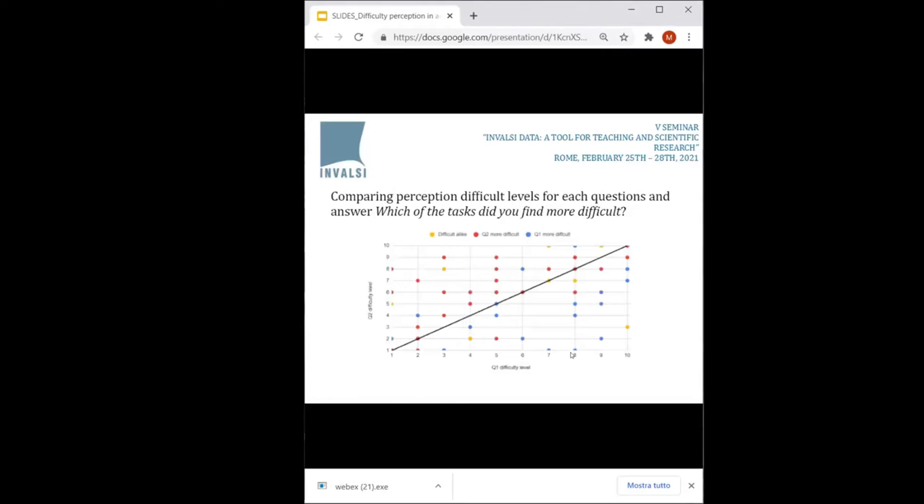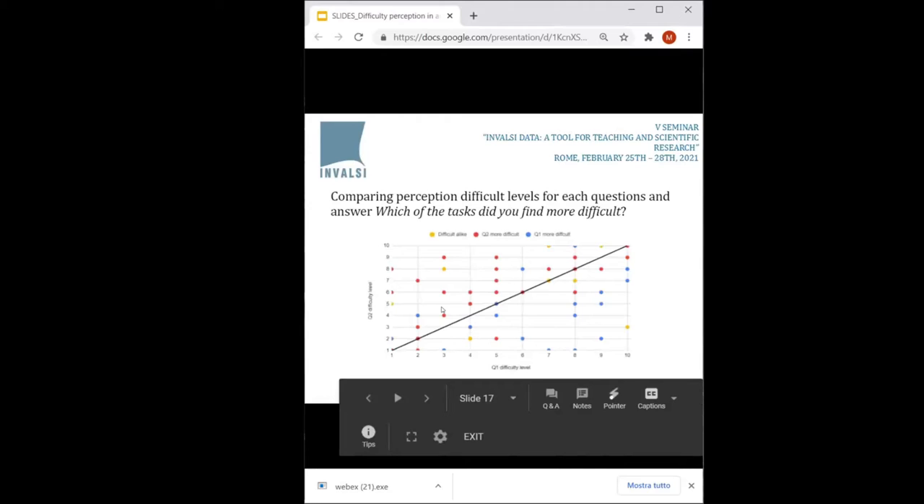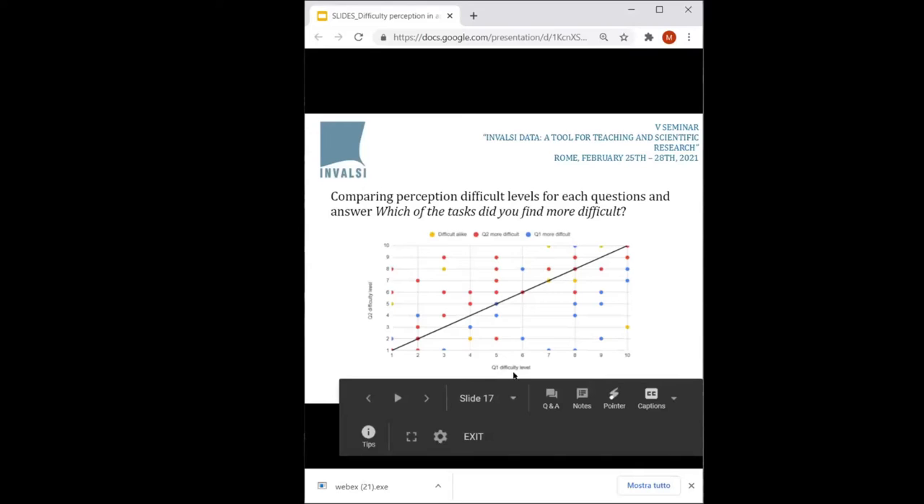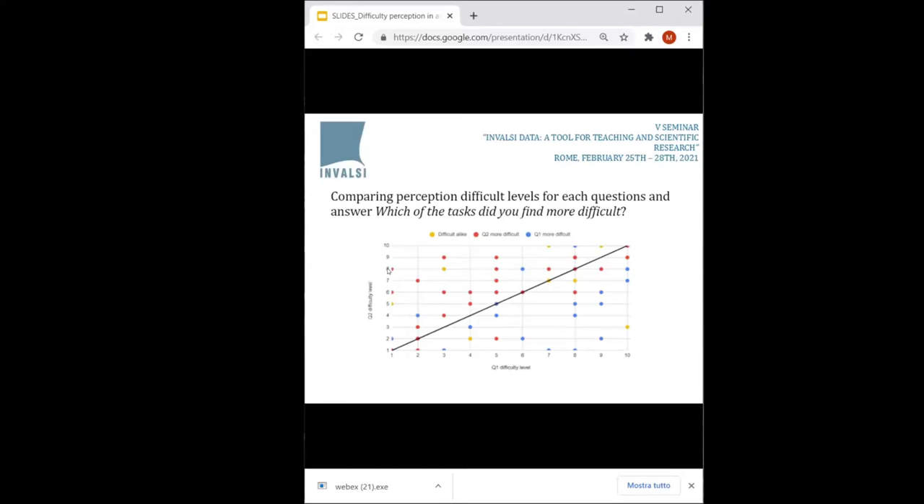And also we inquired these for each student, and we found that also for each student, there are some discrepancies. So for example, here, this blue point stands for a student that answered 6 for the difficulty level for the first task and 8 for the second task, but he said that the first task was more difficult. So there is an incoherency between these answers.